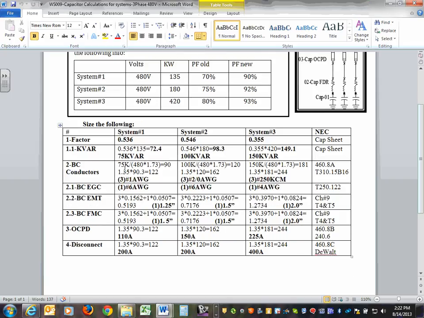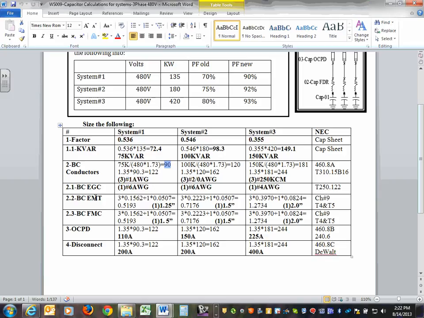Next, I need my branch circuit, very easy. Find the amps like any other load: divide by the voltage and the multiplier for three phase, 1.73. That got me 90 amps. Multiply by 135 percent, because the code says so. You can't go lower than that. So I went to 122 and sized my conductor for number one. Same thing for each and every one of them.